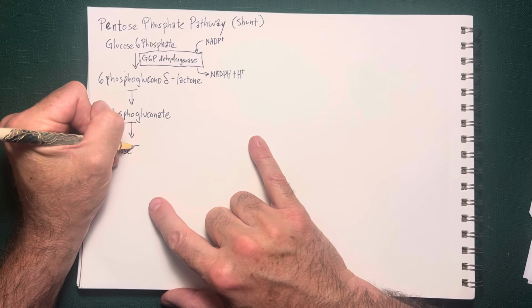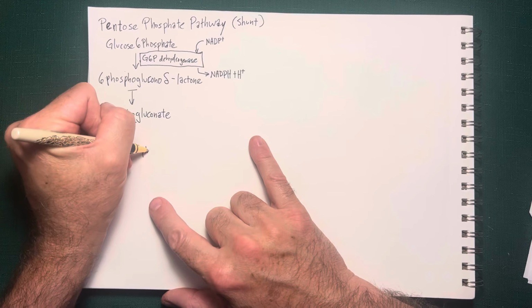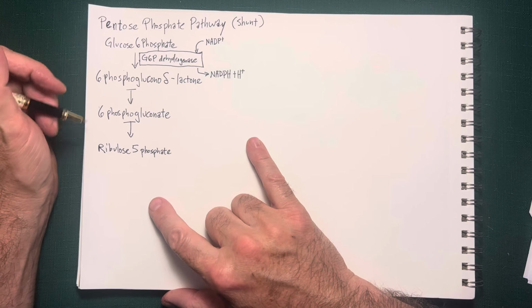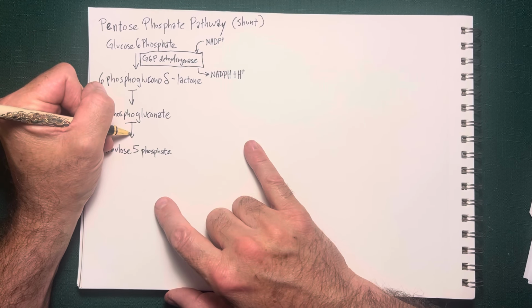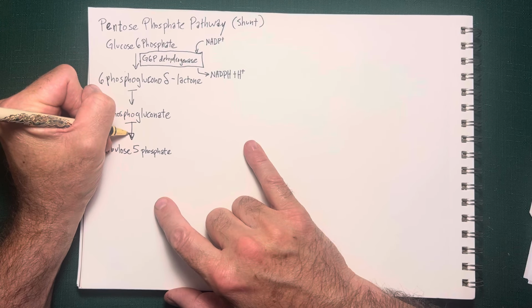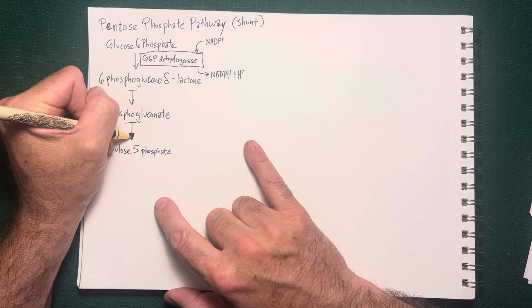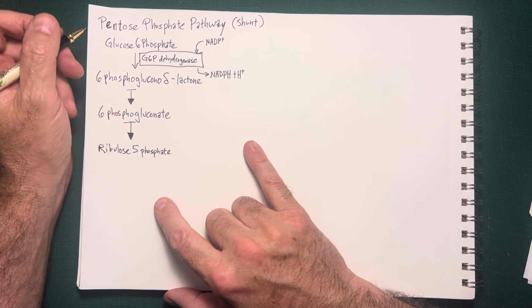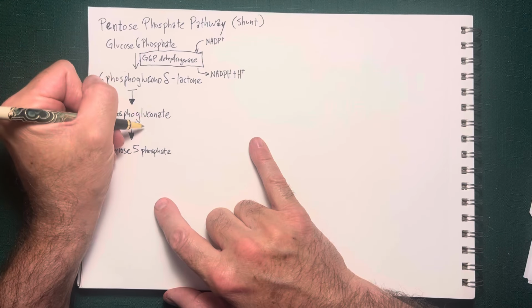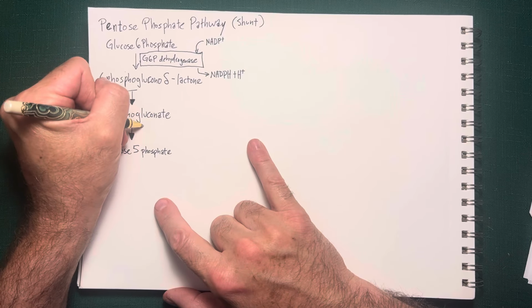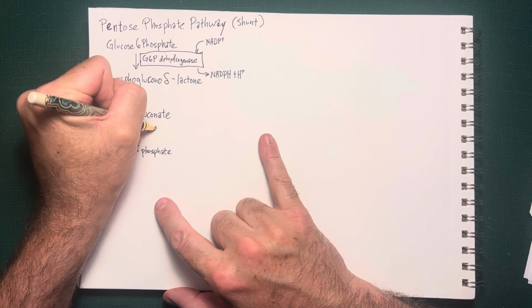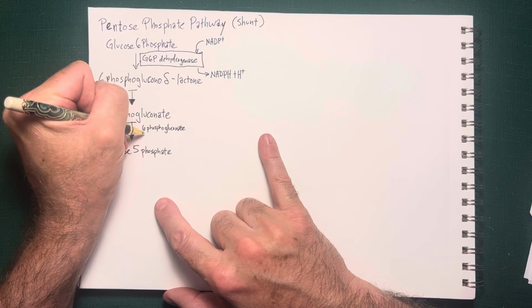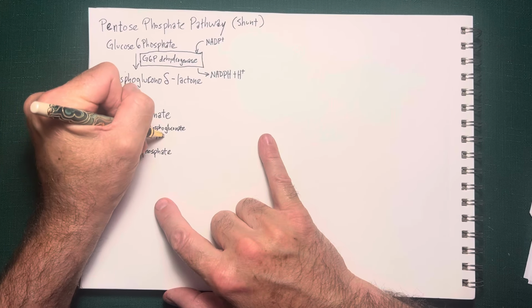ribulose 5-phosphate. And while these two intermediates might sound like some kind of gibberish, ribulose 5-phosphate might sound just slightly familiar-ish to you. And how do we get there? Well, we're going to use 6-phosphogluconate dehydrogenase.